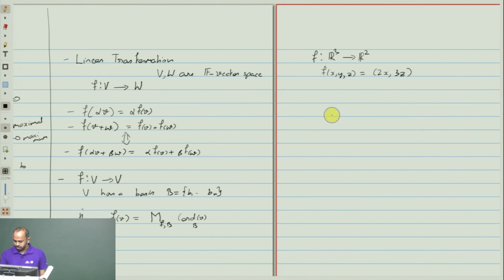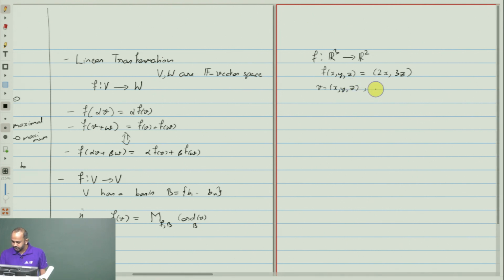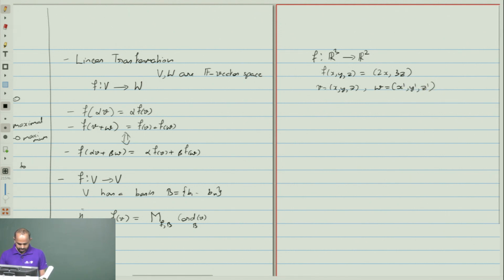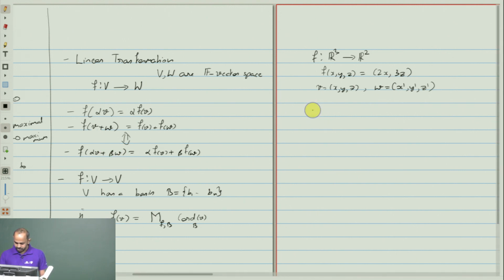Take two vectors. Let us say v is x, y, z, and w is x prime, y prime, z prime. Let us do f of alpha times v. It is basically 2 alpha x comma 3 alpha z. This is also equal to alpha times f of v. So this is verified.